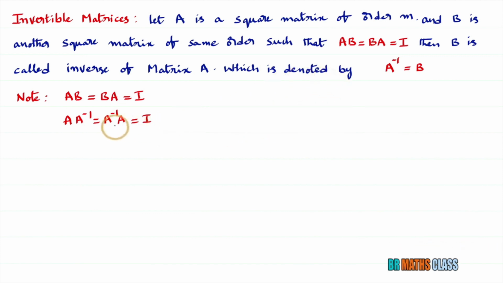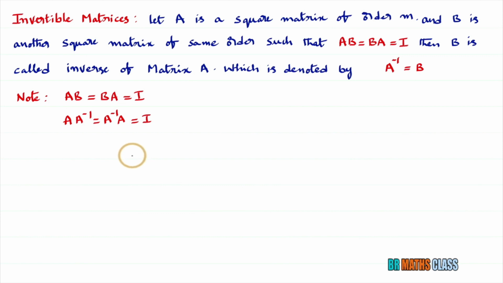Here is another important point. When AB equals BA equals I, then B is called the inverse of matrix A. Similarly, A is also called the inverse of matrix B, because you can observe here BA equals AB equals I. What I am trying to say is, if B is the inverse of matrix A, then A is also the inverse of matrix B. Not only A into A inverse, B into B inverse is I. B inverse into B is also I.